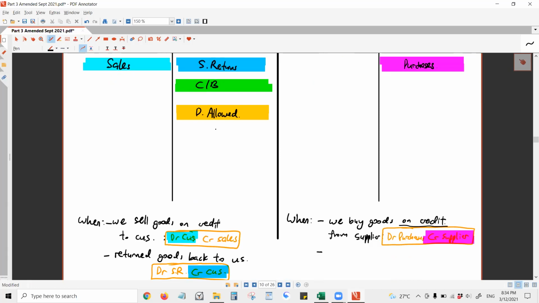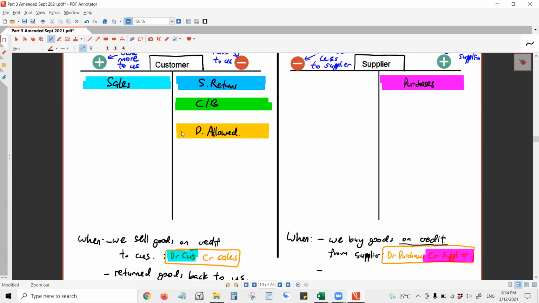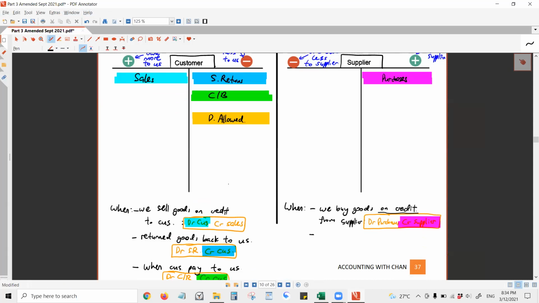Okay, now we continue. We look at a few more transactions. Can you see, right? Because I have zoomed out to quite a small picture here. Now, next, we return goods back to the supplier. The T entries: debit supplier account, credit purchases returns. Okay, debit supplier account, credit purchases returns.